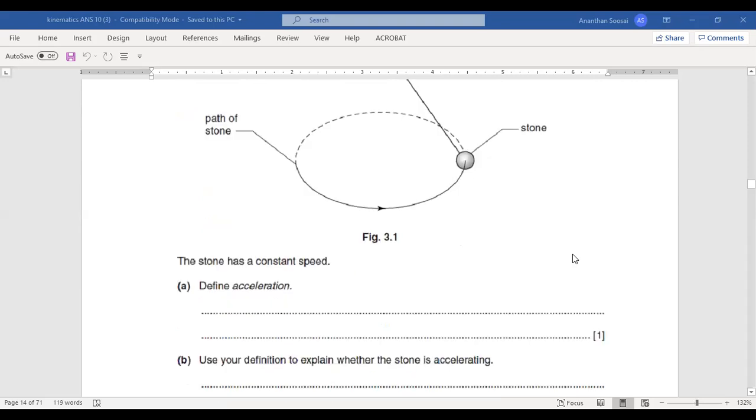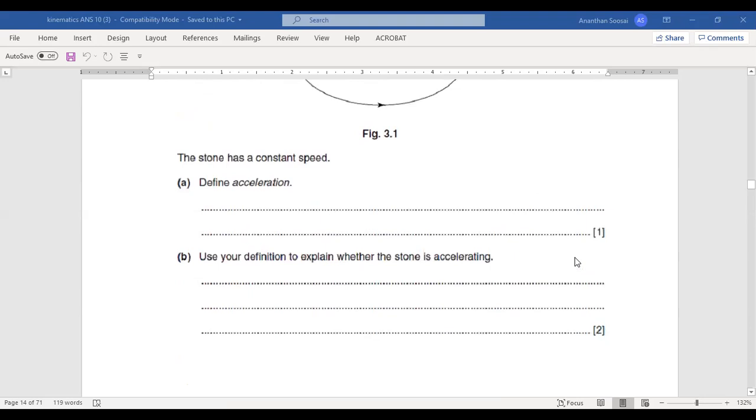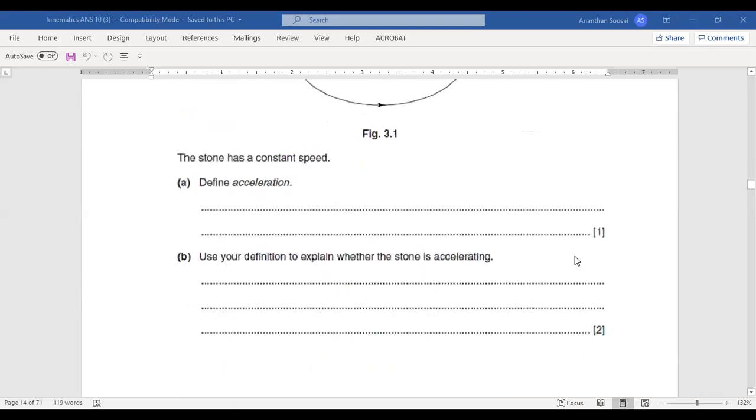Define acceleration, 1 mark. Acceleration is rate of changes of velocity. We know that. Get the easy mark. Okay, next. Use your definition to explain whether the stone is accelerating. 2 marks. If the stone is accelerating, can you get the 2 marks? You need to explain, 2 marks.